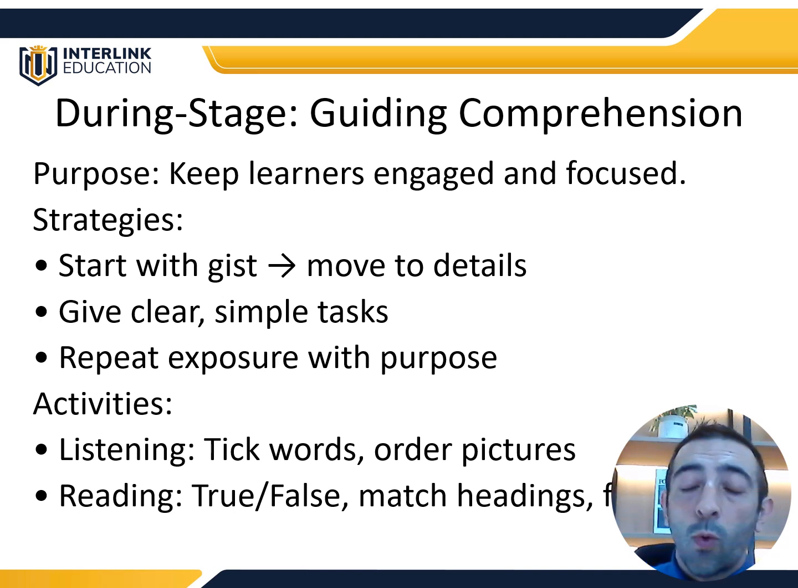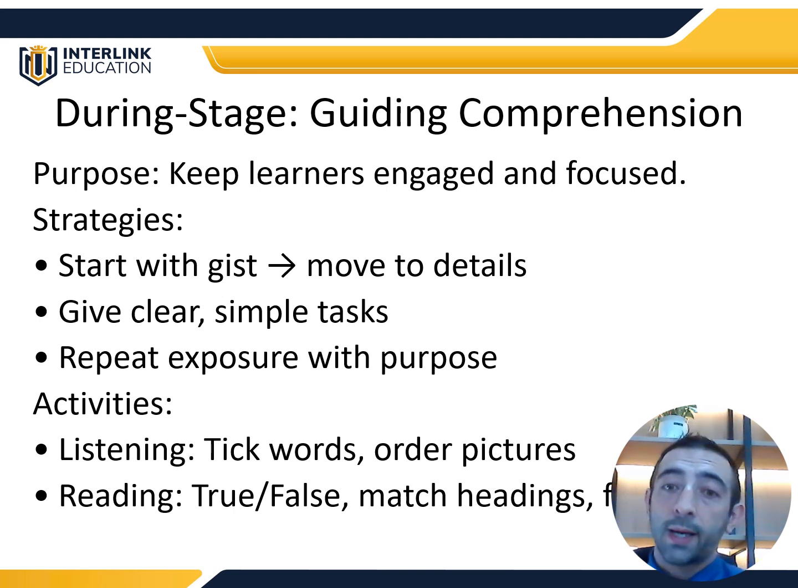Yeah, a great first task can be order the pictures in the order you hear them. Then maybe a second one is, based on your predictions about what you think you're going to hear, tick to see whether you heard it in the text or not. Then, again, you can see reading, true or false. You could ask or answer true or false questions. They could predict the answers based on a picture or based on the title. Then they could read to check. They could match headings.